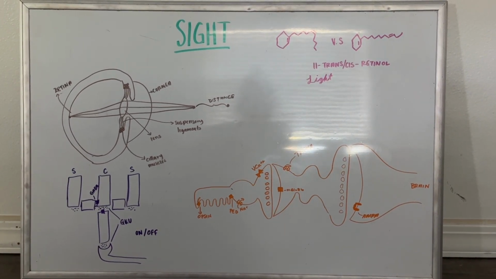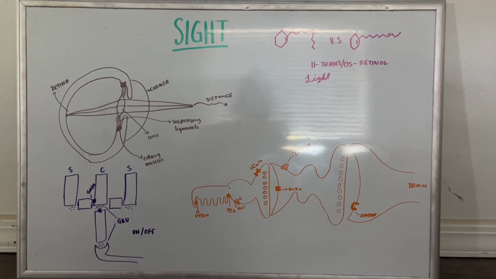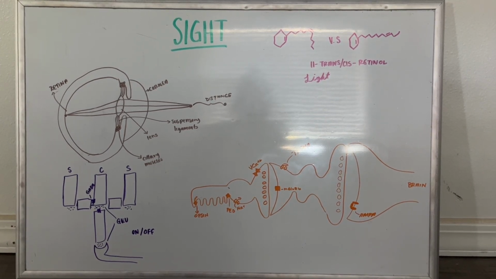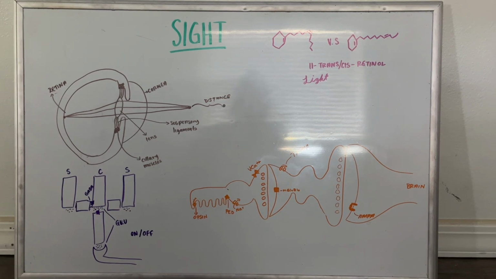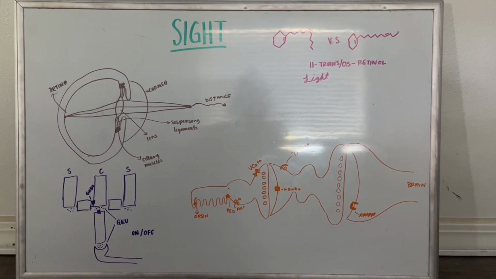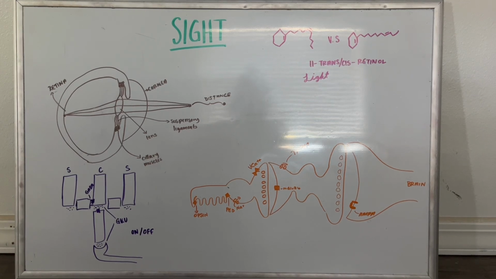The neural layer of the retina contains two types of photoreceptor cells, the rods and the cones. Rods are responsible for black and white vision and night vision. They are very sensitive to light and can respond to a single photon. There are about 120 million rods per eye.